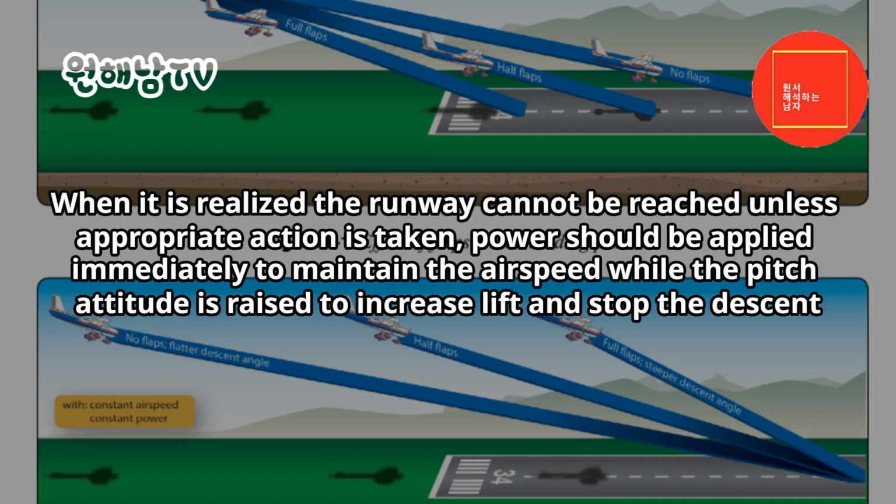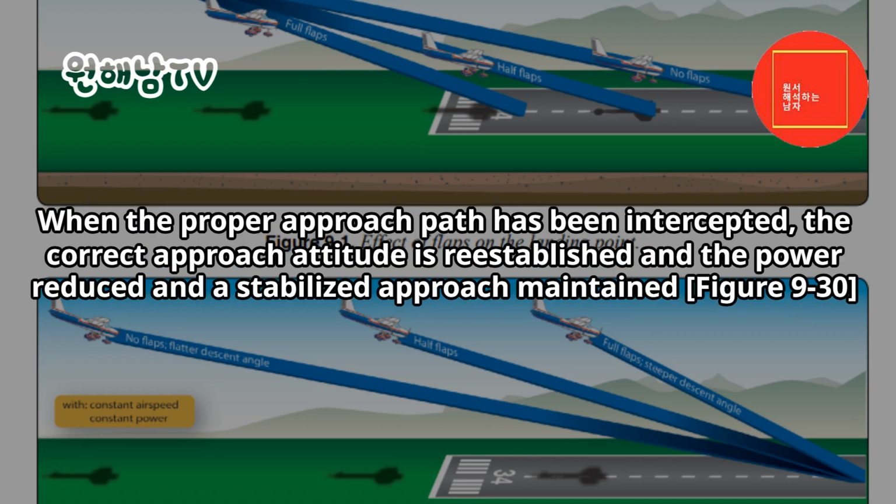When it is realized the runway cannot be reached unless appropriate action is taken, power should be applied immediately to maintain the airspeed while the pitch attitude is raised to increase lift and stop the descent. When the proper approach path has been intercepted, the correct approach attitude is re-established, the power reduced, and a stabilized approach maintained. Figure 9-30.